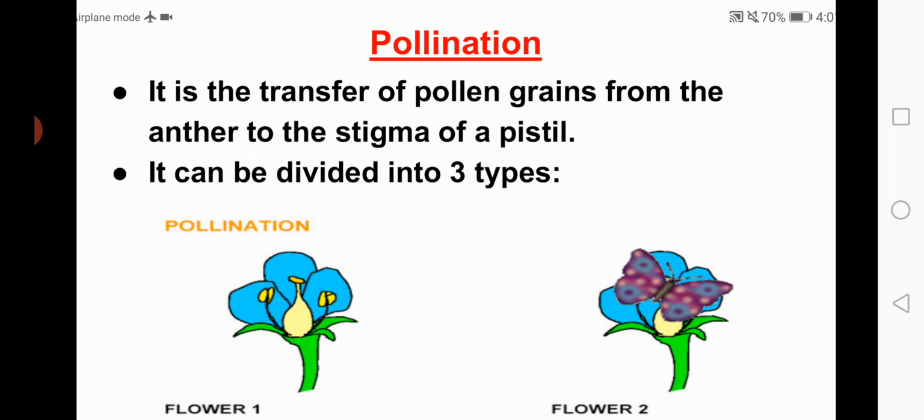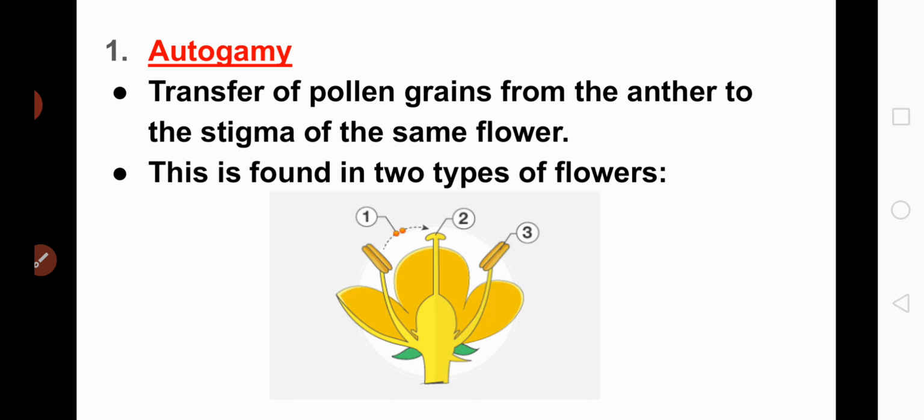Is that clear? So in this way, after the formation of the male and the female gametes, the process of pollination takes place, which means the transfer of pollen grains which are formed within the anther to the stigma of the pistil. Okay, now coming to the types of pollination. It includes three types. They are autogamy, geitonogamy, and xenogamy.